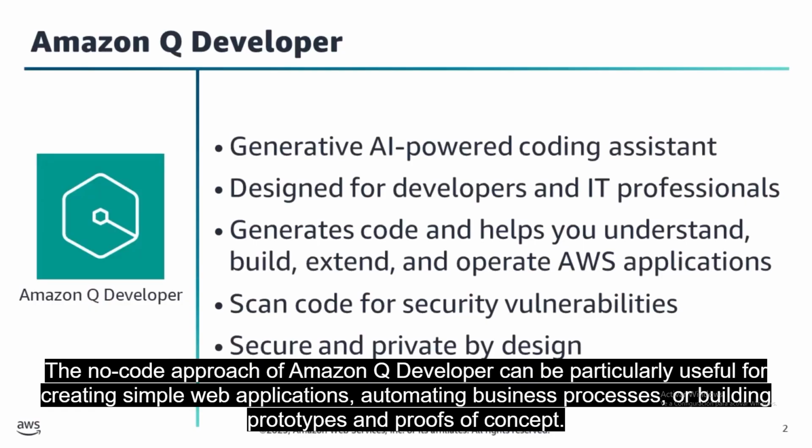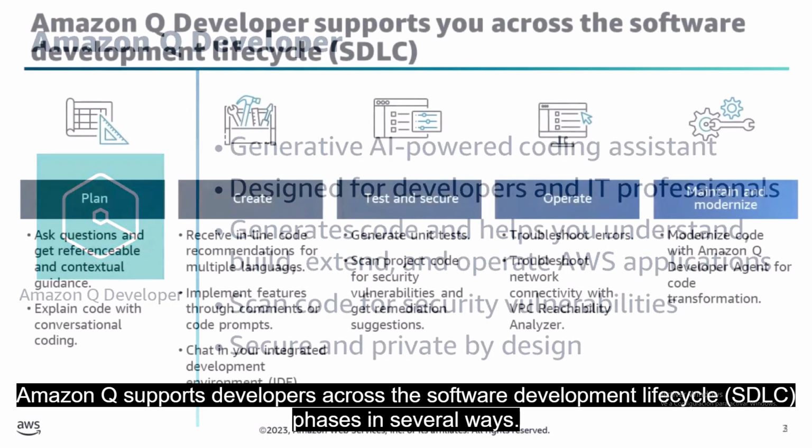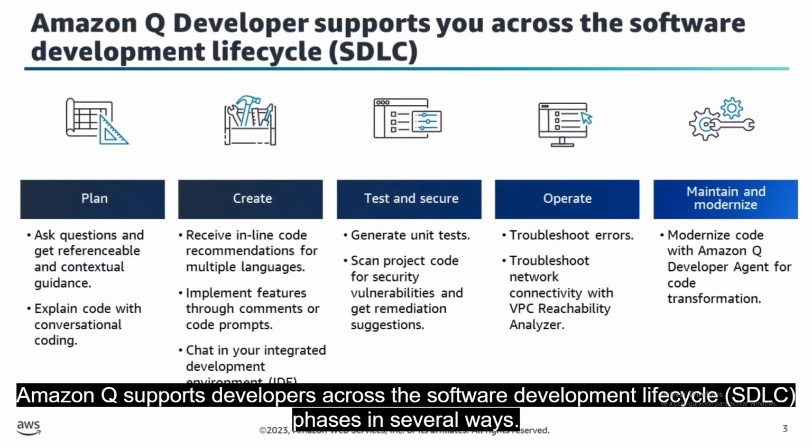The no-code approach of Amazon Q Developer can be particularly useful for creating simple web applications, automating business processes, or building prototypes and proofs of concept. For more information, see Getting Started in the AWS Amazon Q Developer User Guide on the Content Resources page of your online course. Amazon Q supports developers across the software development lifecycle, SDLC, phases in several ways.